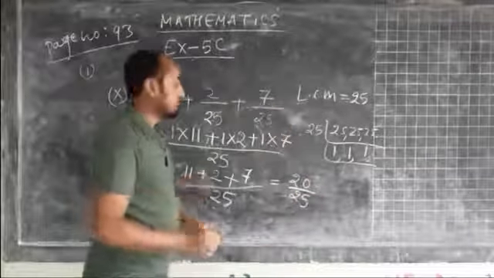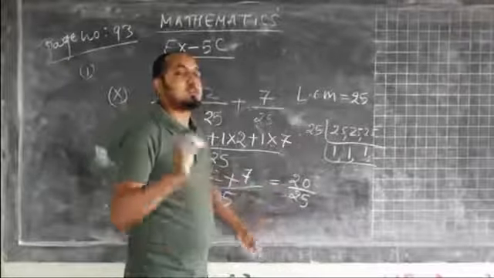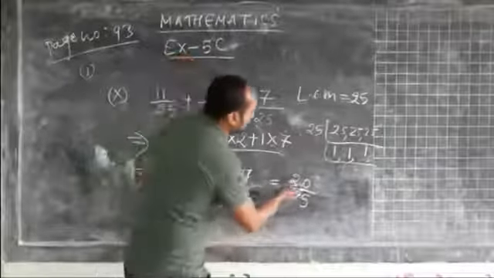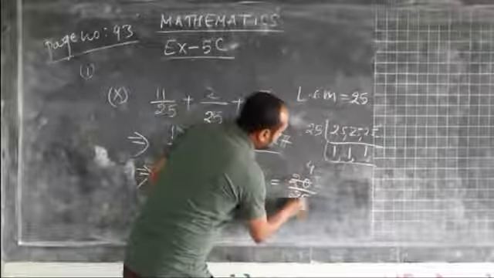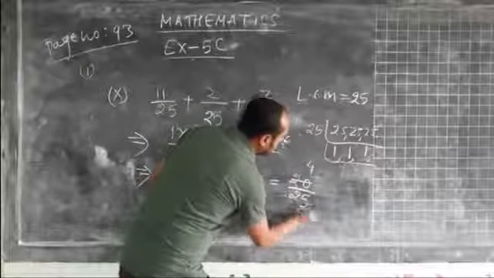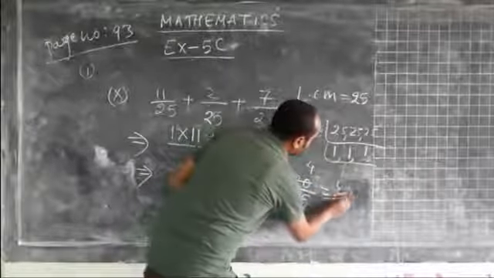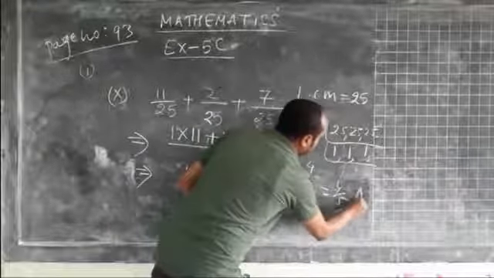Or if both the numbers are divisible, then we can reduce this fraction also. So 5 4s are 20, 5 5s are 25. So we can write this as 4 by 5. So this is your answer.